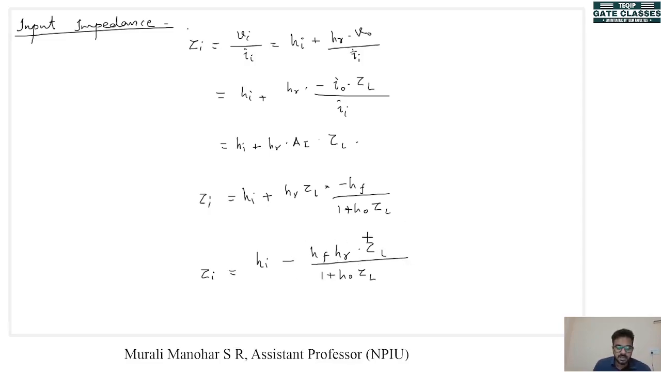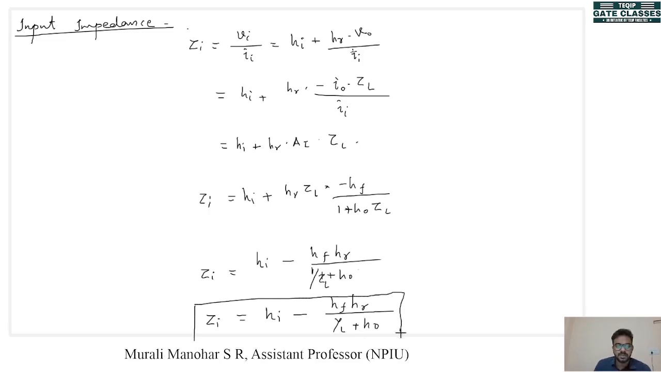We can divide the numerator and denominator by ZL. So here we will get ZL by ZL, which is equal to 1. Here this will be HO, and this becomes 1 by ZL. Now 1 by ZL can be written as YL. So ZI will be equal to HI minus HF HR divided by YL plus HO. Now YL is the admittance of the load. ZI is given by this equation.